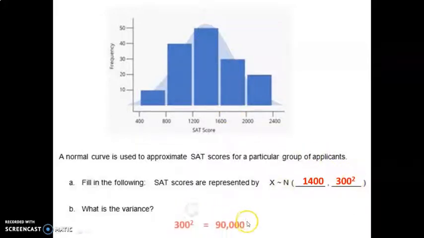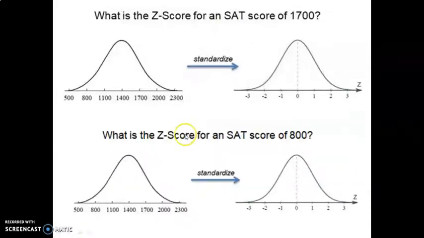So what is the variance? Well, the variance is 300 squared, which is 90,000. We're just defining the normal distribution there. Now let's use that. What is the z-score for an SAT score of 1,700? Here's that distribution with our mean of 1,400, and we can see standard deviations of 300. It's going up by 300. So how do we standardize it? If we're looking for an SAT score of 1,700, which is right here, what will the z-score be? I think that answer is probably obvious. We have an x value of 1,700, and it's exactly one standard deviation from the mean, so the z-score will be exactly 1.